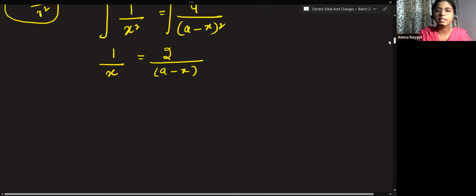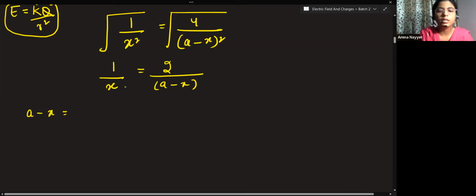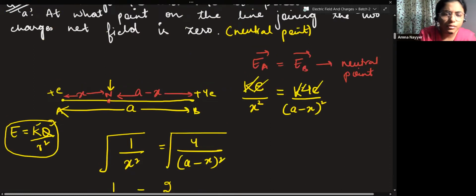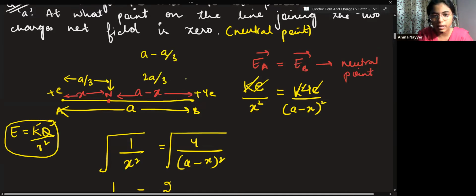Now I'll do simple cross multiplication. A minus X will be equal to 2X. A will be equal to 3X. So X will be equal to A divided by 3. So the part X, which we were not aware of initially, the separation of the neutral point from plus e, now we know it is A by 3, one third of the separation. Then the other part becomes A minus A by 3, so this becomes 2A divided by 3. This is your separation. So if the question asks you to calculate the neutral point from B, meaning plus 4e, you will write 2A divided by 3.